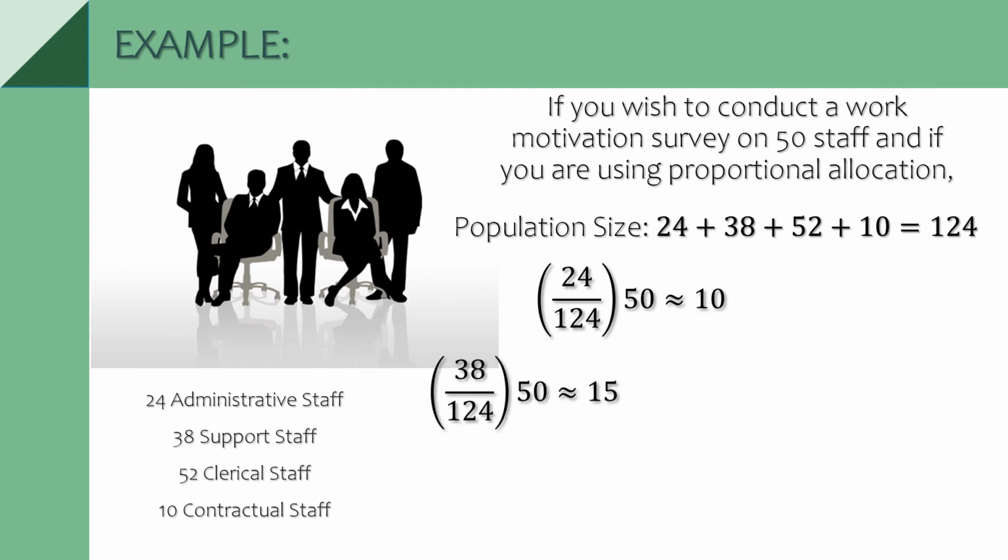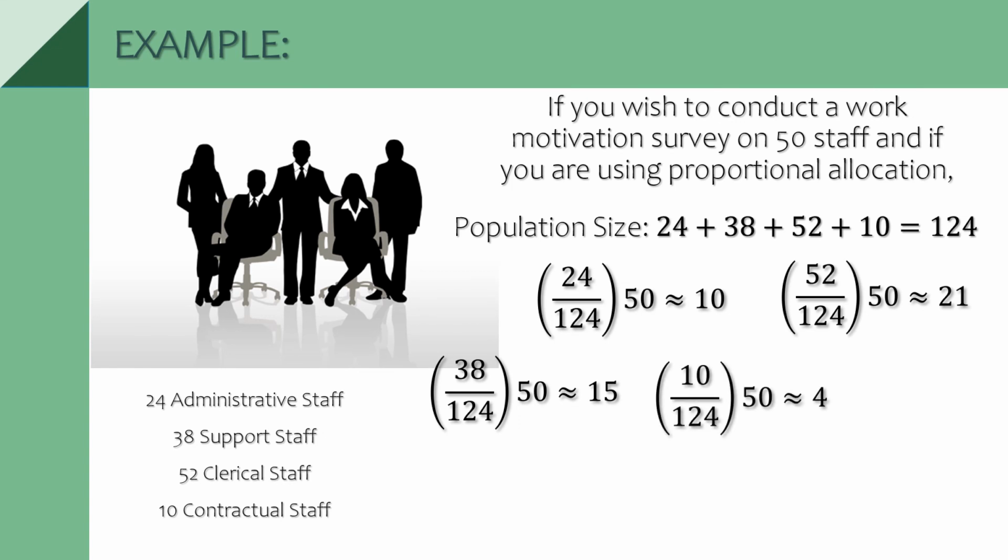Okay, next. So 38 under support staff. So we have 38 divided by 124 multiplied by 50 is approximately equal to 15. Next, under clerical staff. So we have 52 divided by 124 multiplied by 50 is approximately equal to 21. And then last one is under contractual staff. 10 divided by 124 multiplied by 50 is approximately equal to 4.